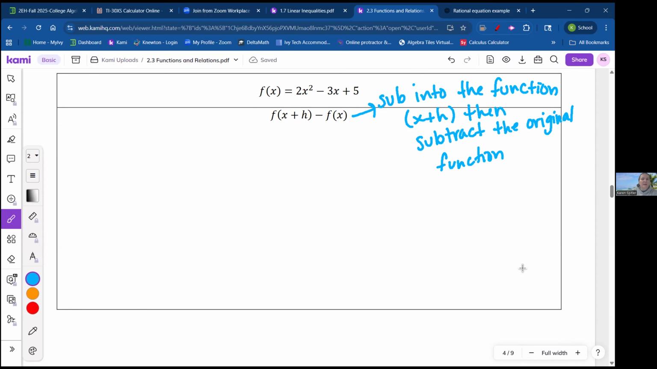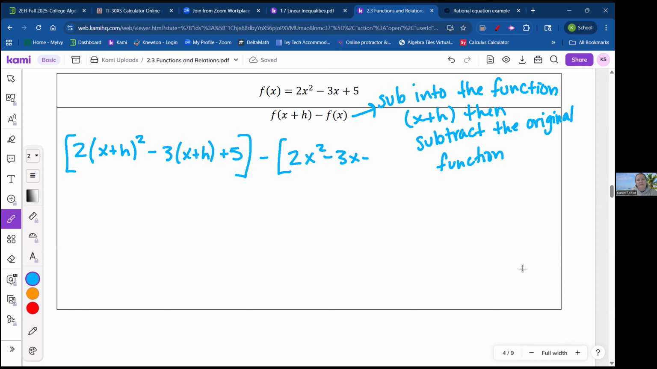So it looks something like this. 2 times (x plus h) squared minus 3 times (x plus h) plus 5, all of that in a bracket by itself, minus the original function, 2x squared minus 3x plus 5. Okay?